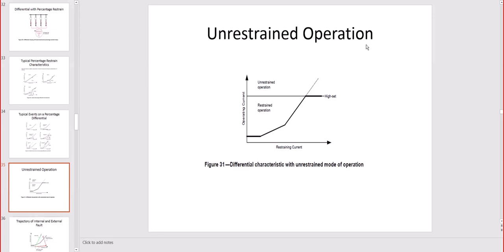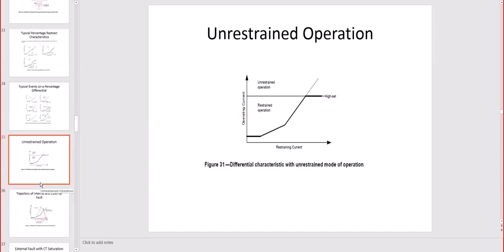Unrestrained operation. In this case you see a straight line as opposed to the slope, the bottom one. You have a straight line and a high set, so everything will be operating only above the straight line, and this is the characteristic for an unrestrained operation, typically for high impedance grounding.